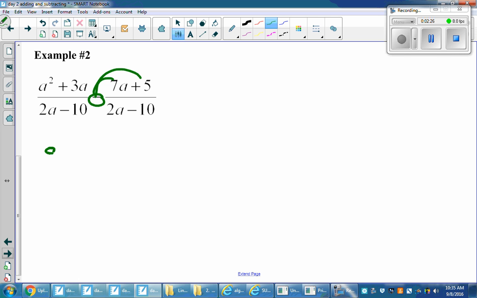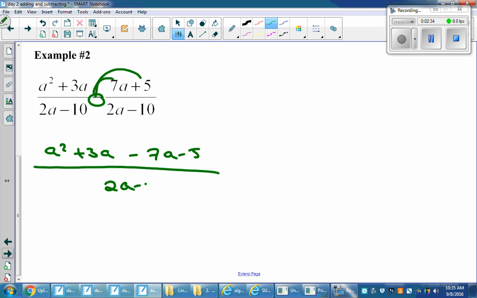So I now see this as a to the second plus 3a minus 7a minus 5, and that whole thing is over my common denominator, which is 2a minus 10. Just like the last question, once I've done that distribution, I combine like terms. I have an a squared that has no like term. Then I see that I have a positive 3a and negative 7a, that becomes negative 4a, and then I have a minus 5. And my denominator for right now is 2a minus 10.